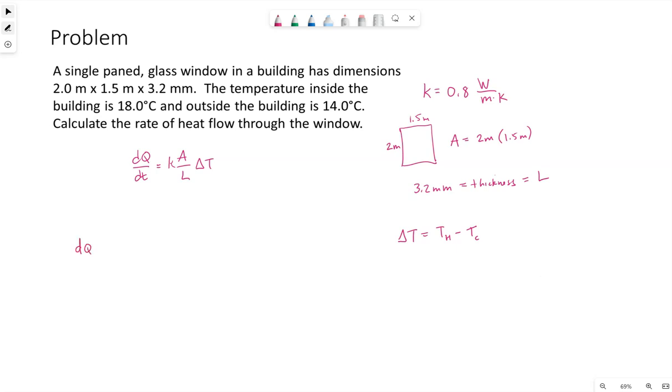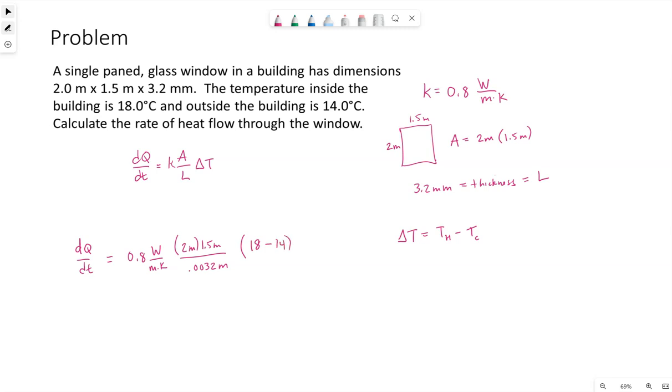So if we plug these numbers in, 0.8 watts per meter Kelvin, area 2 meters by 1.5 meters. L, we will want this to be in meters. And then delta T, the difference in temperature is going to be 18 minus 14.